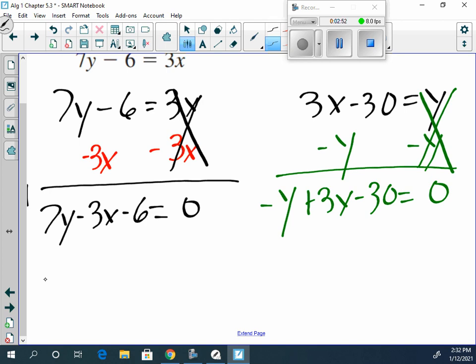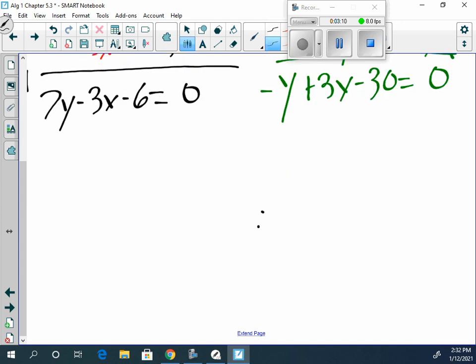And once we get one of the variables to cancel out, then what? We solve for whatever's left, yes? Because if we cancel the y's out, we would solve for x. If we canceled the x's out, we would solve for y. Now looking at these two here, do I have a number in front of a variable that's the same? So I have 7y and I have negative 1y. Here I have negative 3x and I have 3x. So is one of the variables already the same? Well, the x is, yes.